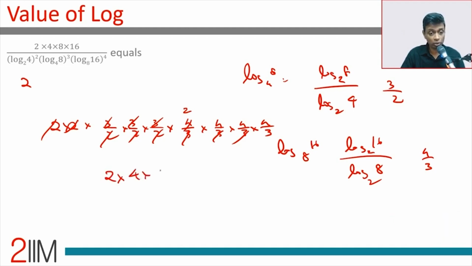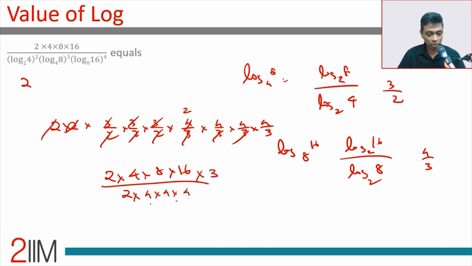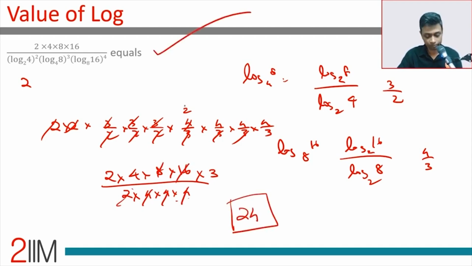2 into 4 into 8 into 16 divided by 2 into 4 into 4 into 4 by 3. The 3 goes here. 2 into 4 is 8. 4 into 4 is 16. So it is 2 into 4 into 3. 8 into 3, 24. Very routine question. You should be knocking it off the park.